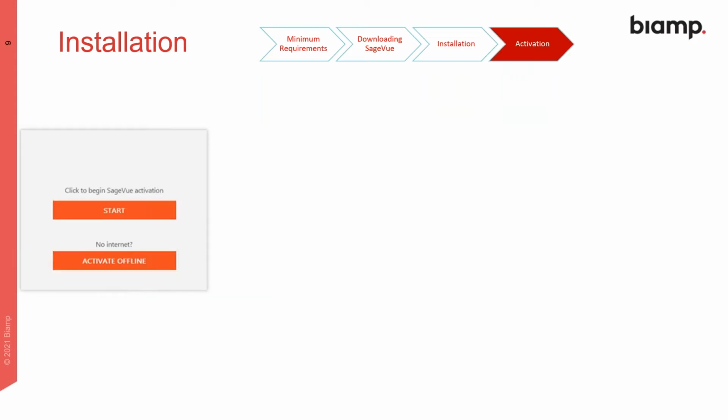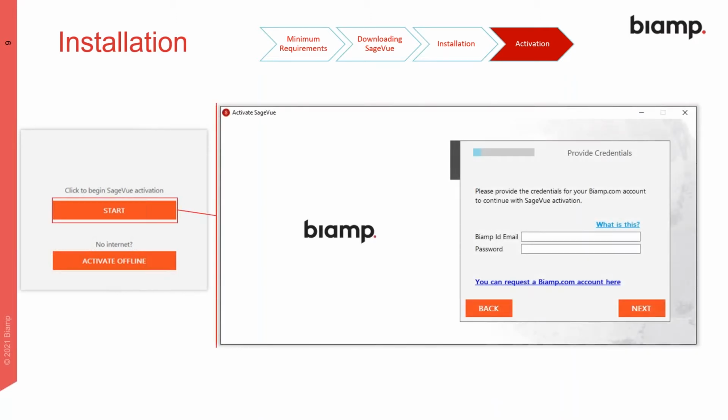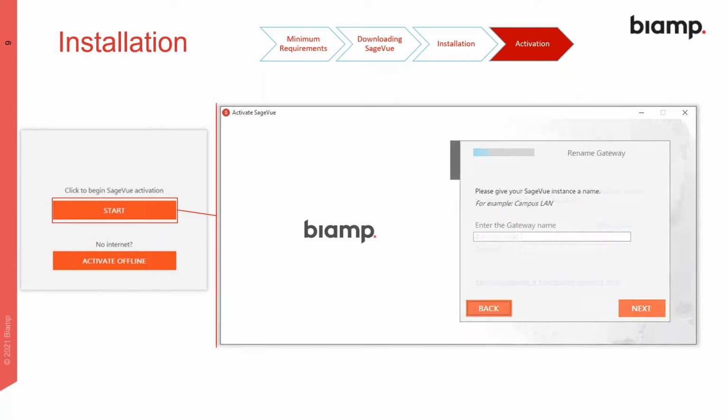So SageVue activation, once you log back in, you're presented with that window. Assuming you have internet access on the PC or server you're installing, you're going to go ahead and hit that start button there. This is going to prompt you for a Biamp.com ID and password. This doesn't necessarily need to be the same credentials you use to download SageVue, but it will be the credentials and the account that's tied to this instance of SageVue. So typically this will be the user who's the main point of contact or admin for this instance of SageVue. So you enter credentials, and next you get prompted to give SageVue a name.